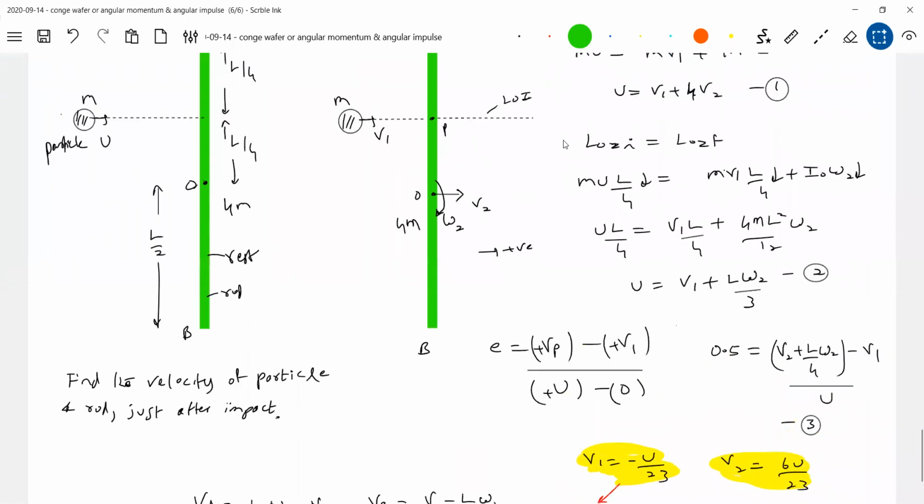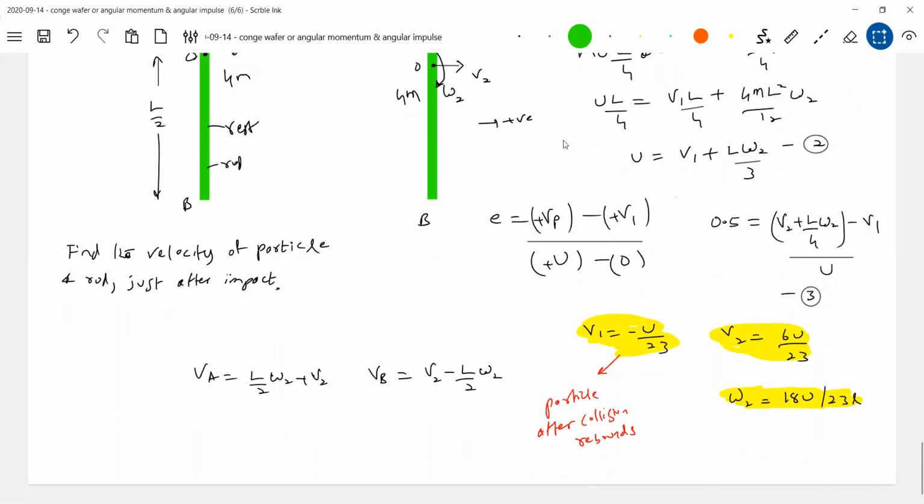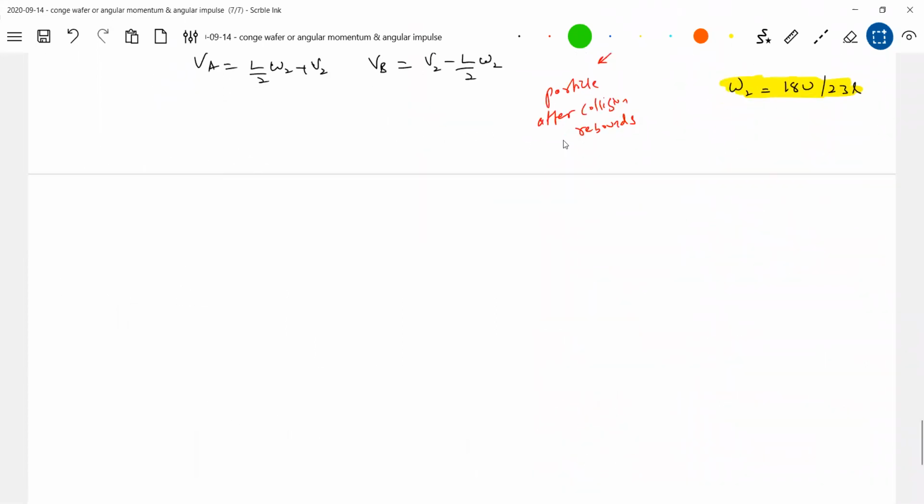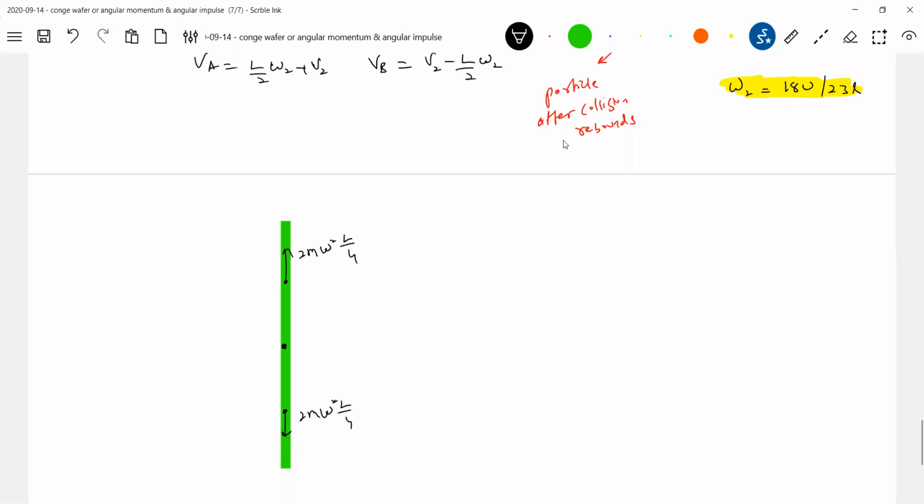Now, what is the force exerted by one half on the other half? Let me show that here. Force exerted by one half on the other half. The center of mass of the lower part will be 2m omega square L by 4. Why 2m? Because the rod has mass 4m, no? And this length is L by 4.